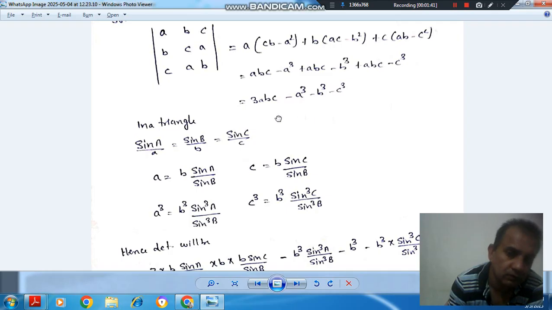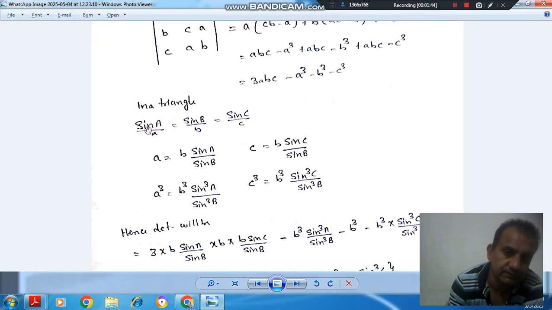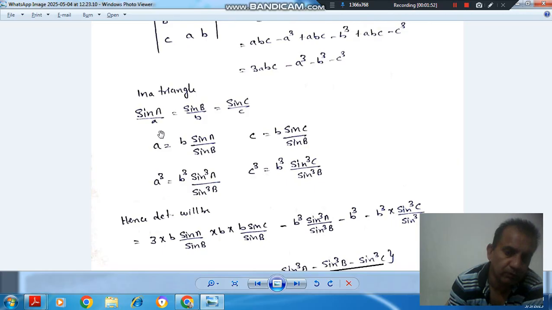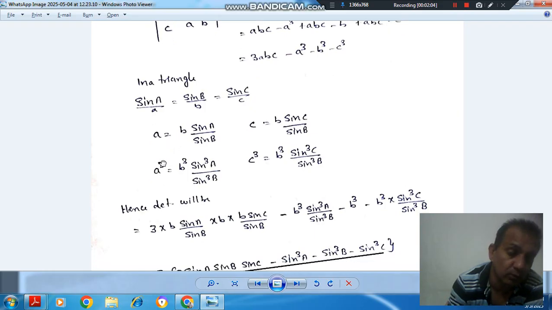So now in a triangle we know that sine A by a is equal to sine B by b and sine C by c. So from this we get a as b sine A by sine B using these two, and c as b sine C by sine B, taking a and c in terms of b. So now we can cube both sides.